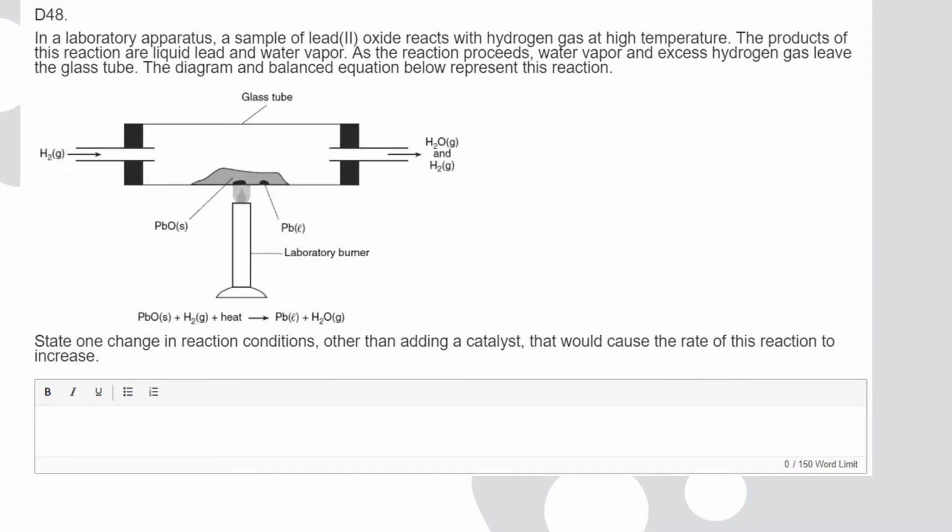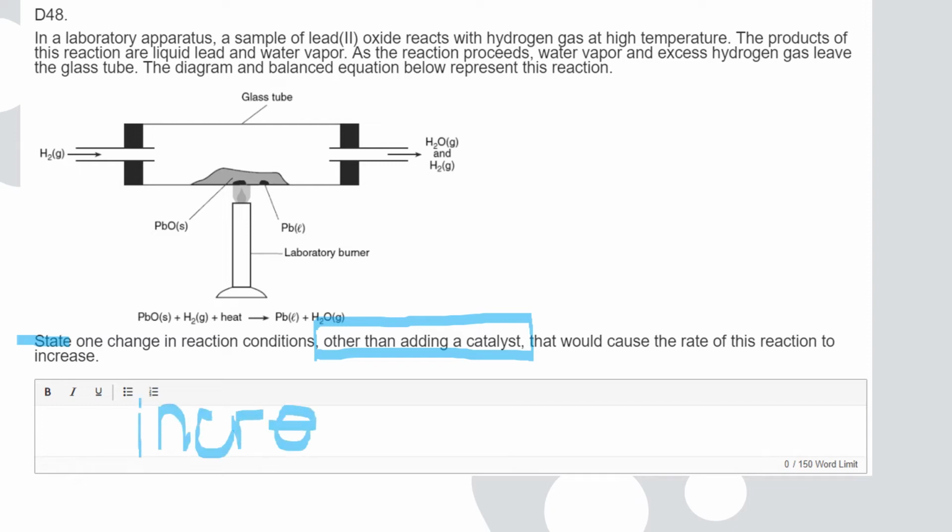All right, again, right here, skip all of this, go to the question. Here's the question. State one change in reaction conditions other than adding a catalyst. That means I can't say catalyst. That would cause the rate of this reaction to increase. Well, what did I tell you? Say increase temperature. Those are the two things that you should remember.